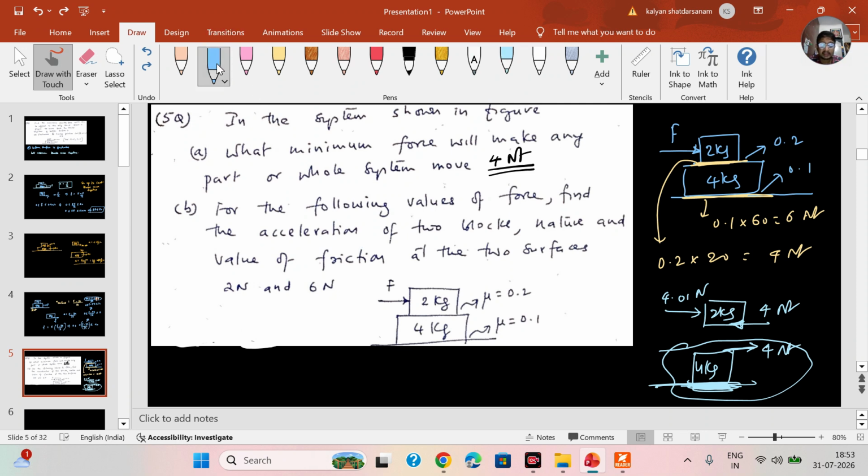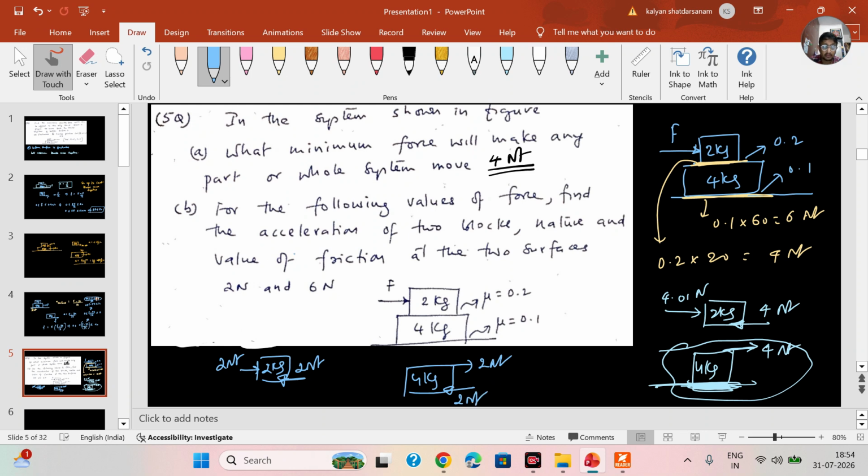Now, second case. What will be the friction and acceleration when you apply 2 Newton? So this is again very much doable. When you apply 2 Newton here, the friction here will adjust to 2 Newton. The 2 kg cannot move because you need to apply more than 4 to make it move. So the 2 kg cannot move. The reaction of this friction acts on the 4 kg to the right, and the ground will counter with another 2 Newton. The 4 kg will also not move.